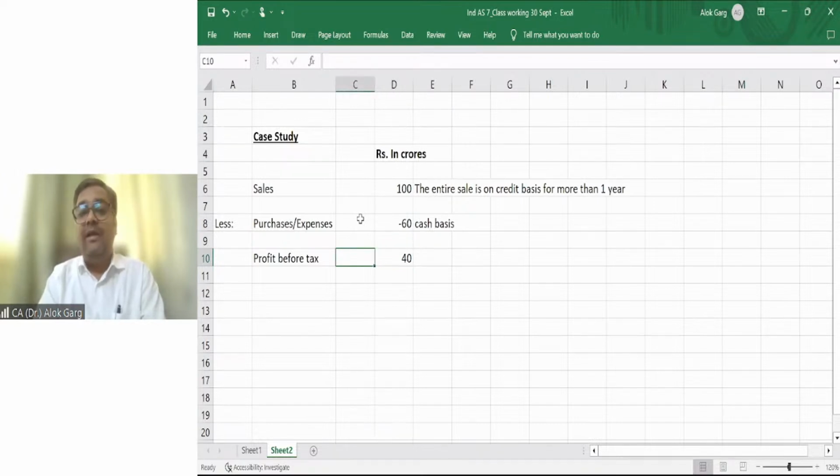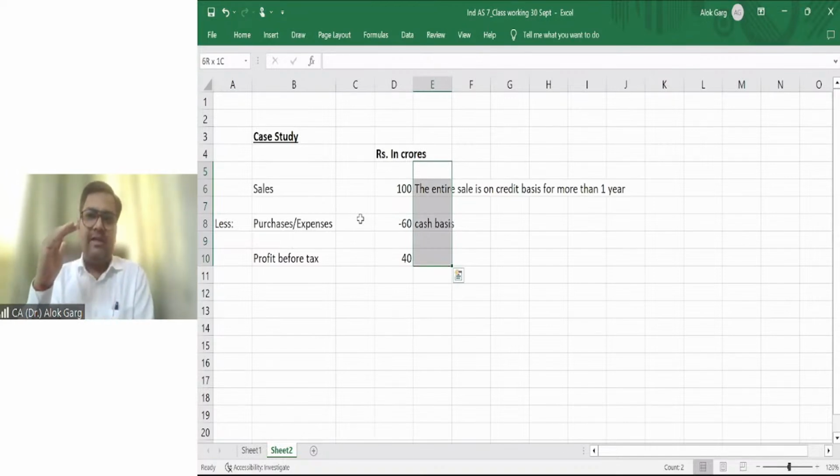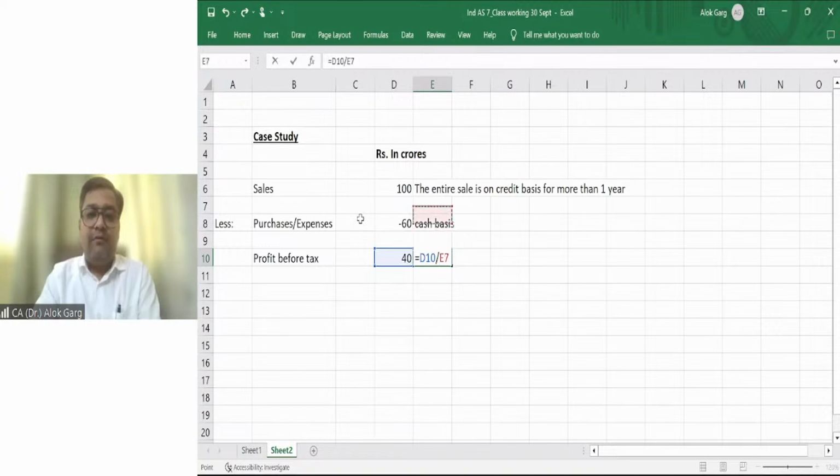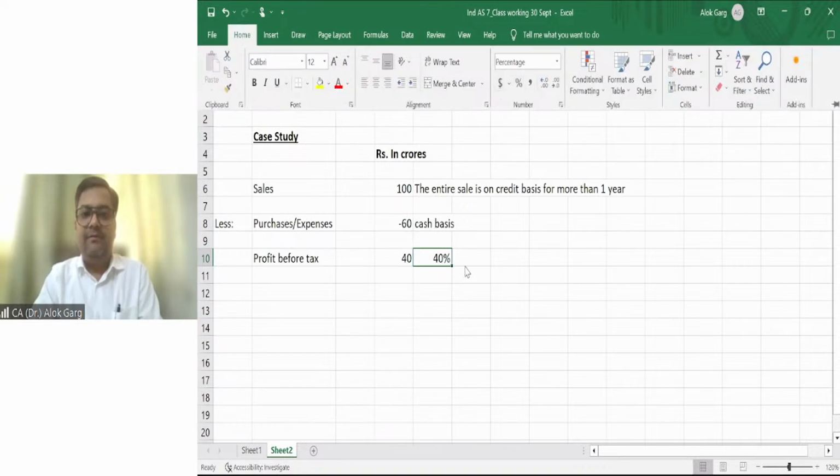So friends, when I'm looking at the profit and loss account, I'm very happy to see this. Why? In your profit and loss account, these things are not written. When you refer to it, you will find the company has huge sales of 100 crores, purchases of 60 crores, and a good profit of 40%, which is 40 crores. Great company, I would say. 40%.